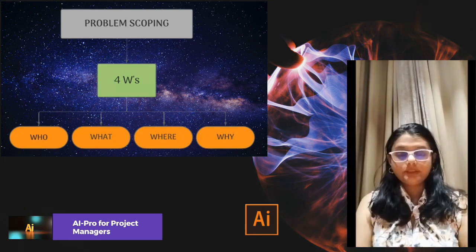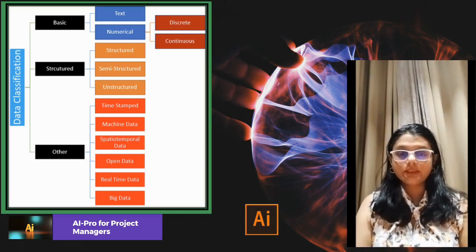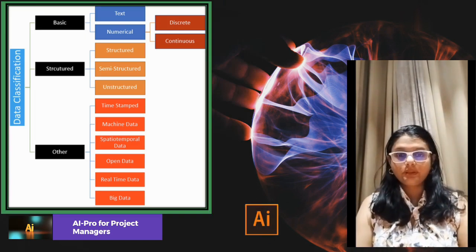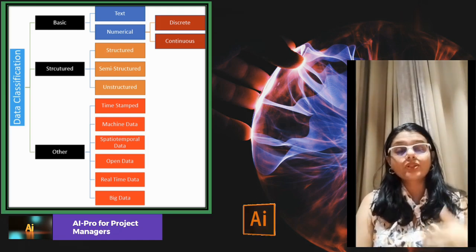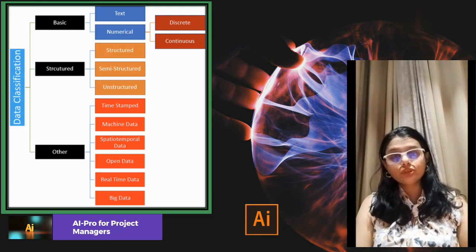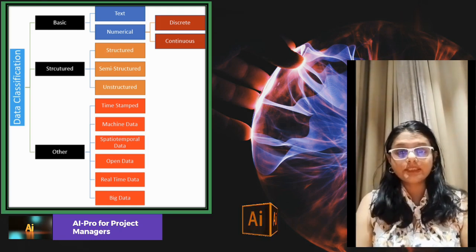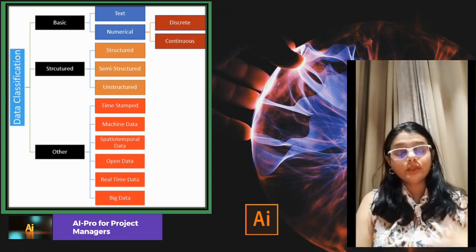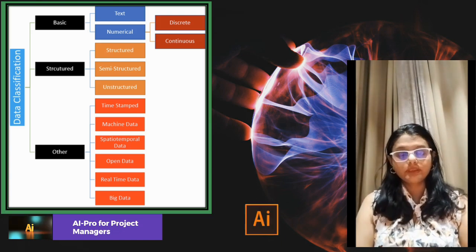Data acquisition, the next stage. The data acquisition has 2 words in it: data and acquisition. Data refers to the raw figures, formats, or statistical information used for data analysis. Now, data can be of various categories. It can be a basic type or a structured type. In the basic type, you have text and numerical data.